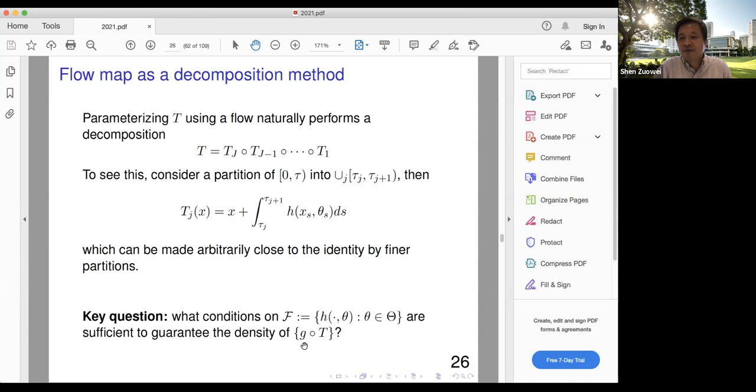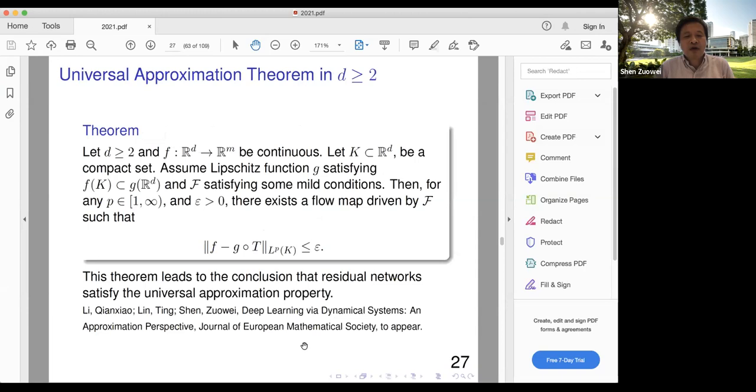That's the question. You see, the theorem is here. It's very simple. If your dimension d is bigger than or equal to 2, and your f is continuous on an arbitrary compact set, your assumption for g is just that it is Lipschitz. You can easily choose the Lipschitz function g. But you still need the same condition: the range of g should cover the range of f.